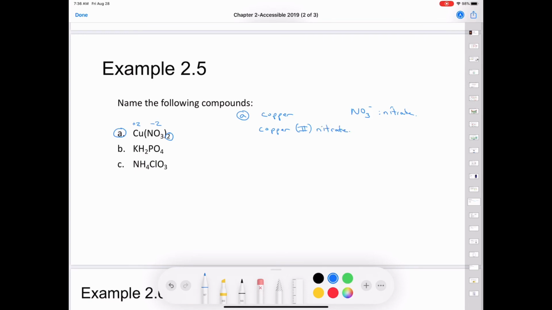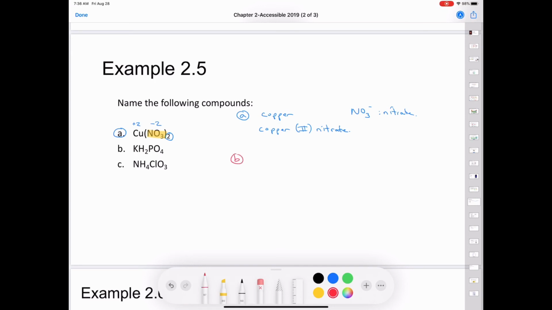And so one of the take-home messages here for me as your instructor is that you as a student have to be able to recognize a polyatomic ion when you see it. Let's take a look at B. And this is another polyatomic ion over here.